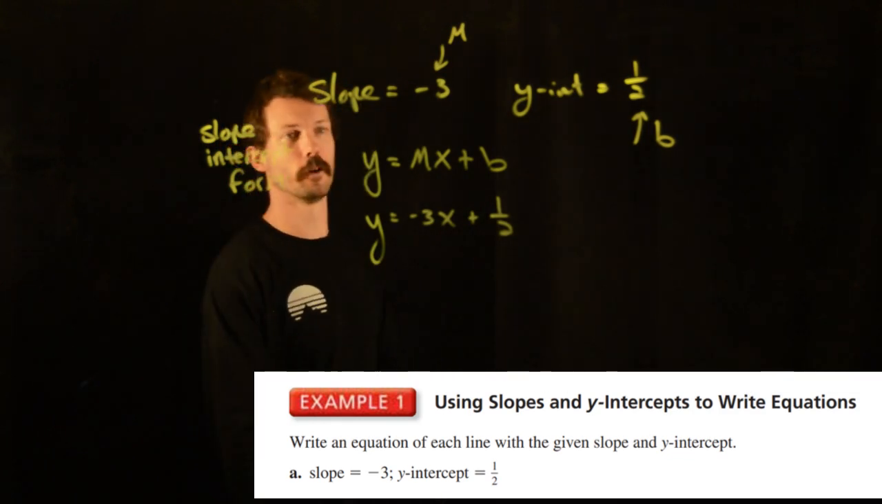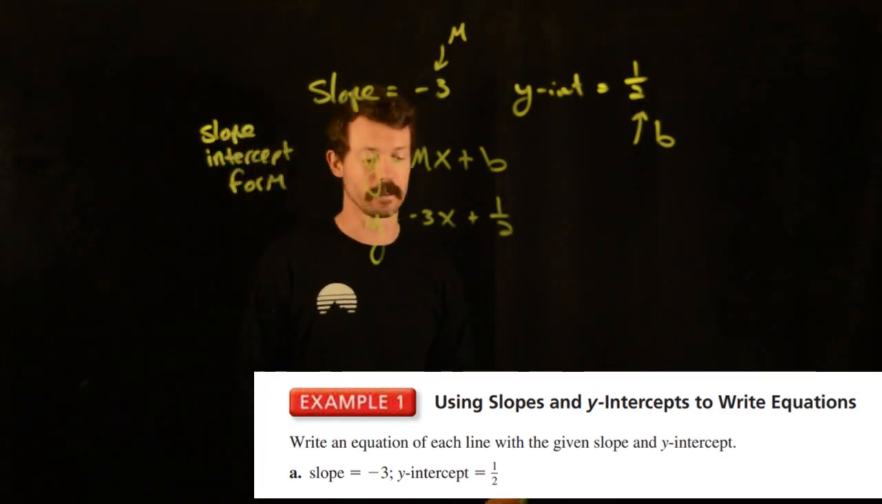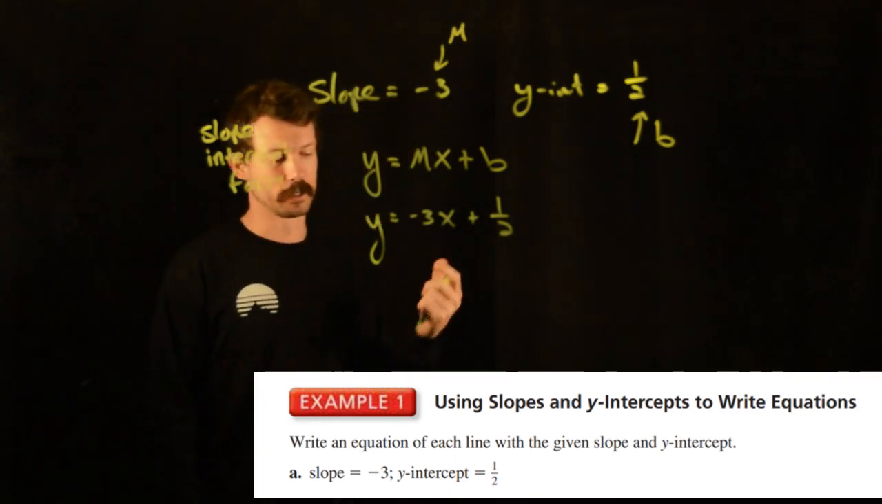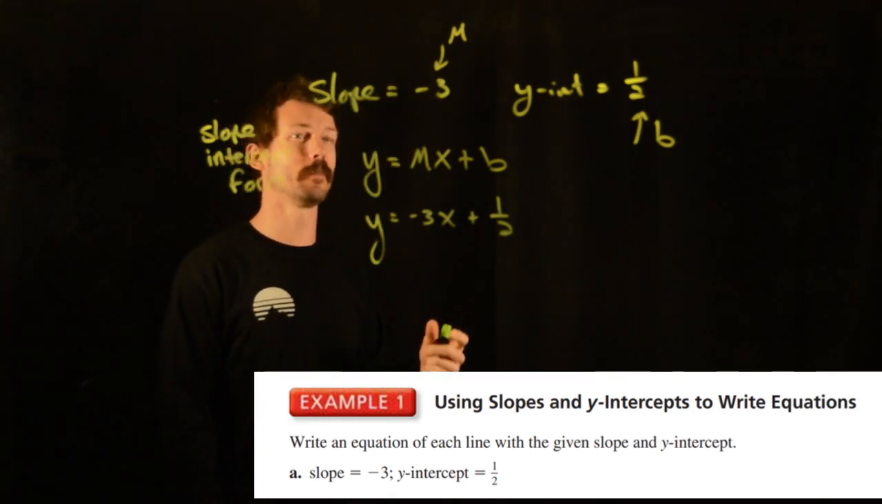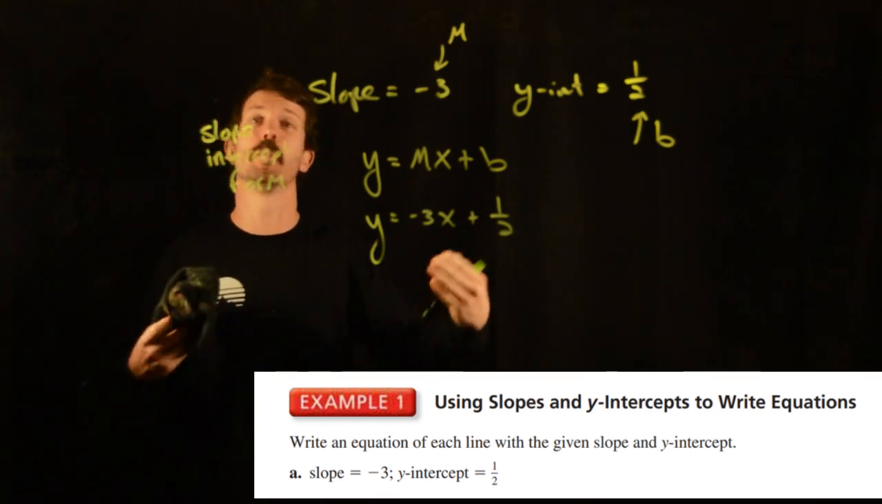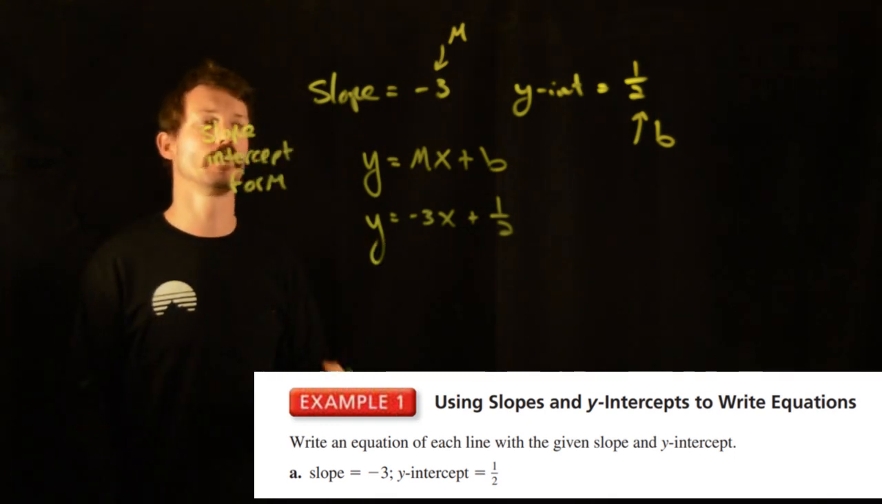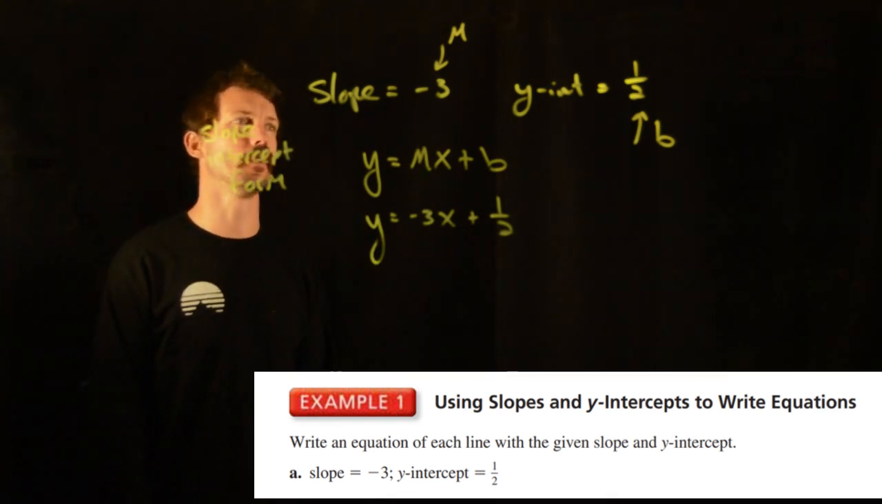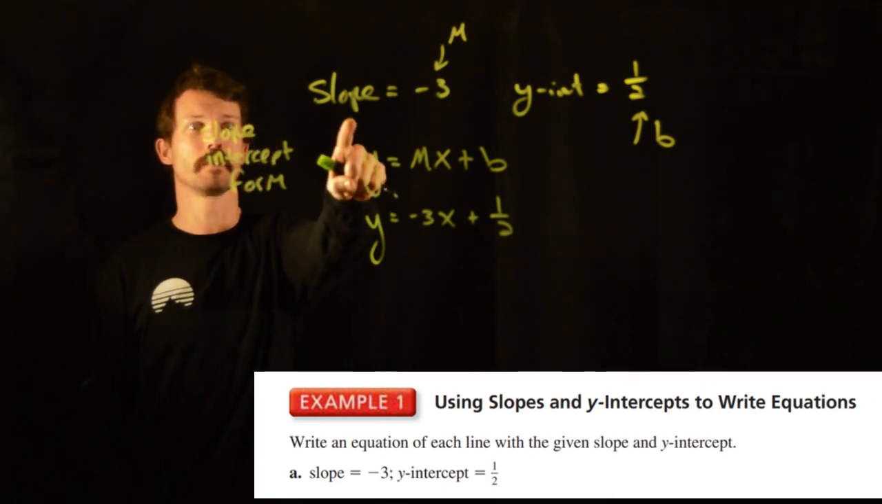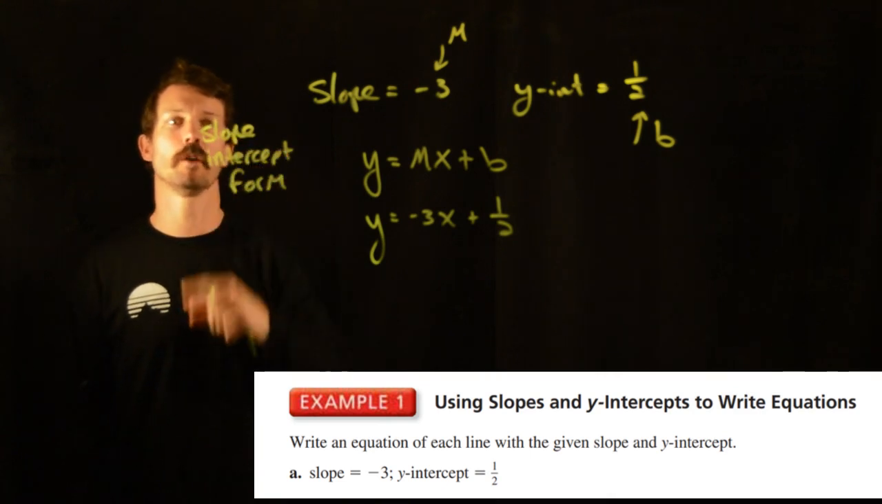It's pretty straightforward, right? If they ask us to write an equation of a line given a slope and the y-intercept, and it doesn't say what form to put it into, do what's easiest for you. For me, this would probably be the easiest one, because think about it: you have a slope and the y-intercept. That's what slope-intercept form is.